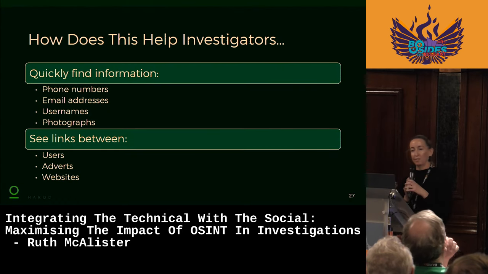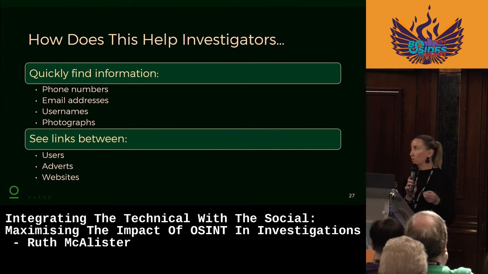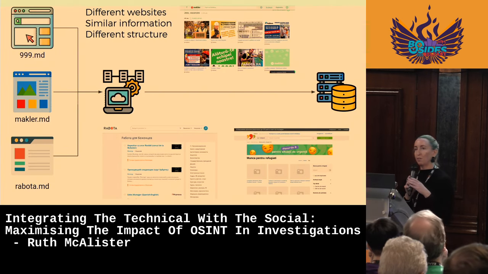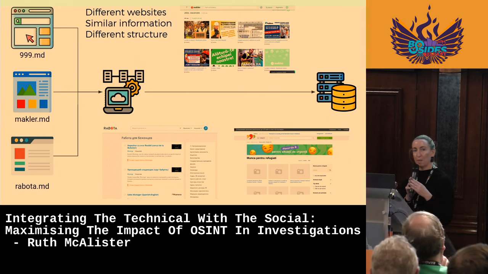Why did I do that? I want to find identifiers: phone numbers, email addresses, usernames, photographs. I want to see links and connections between users who post adverts, and also between websites. I'm going to skim over these, you all know this. Different websites have similar information, but they have a different structure. Scraping is not that easy, it has to be said, particularly in different languages, and particularly if the websites aren't that well built.